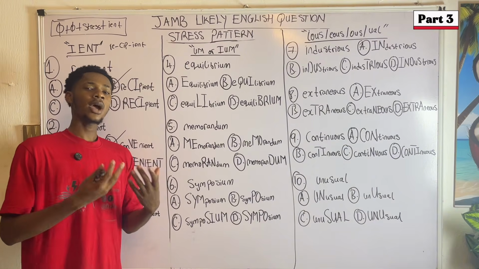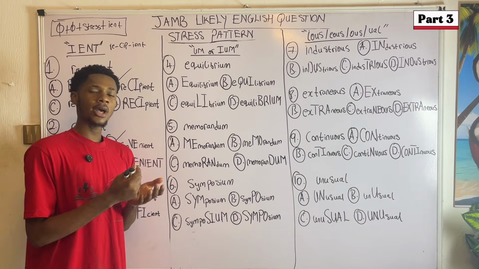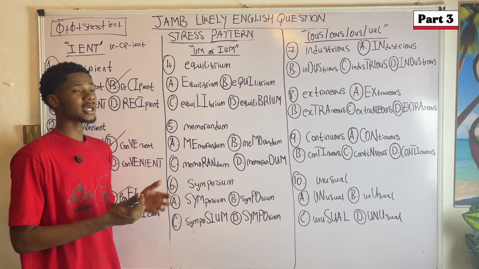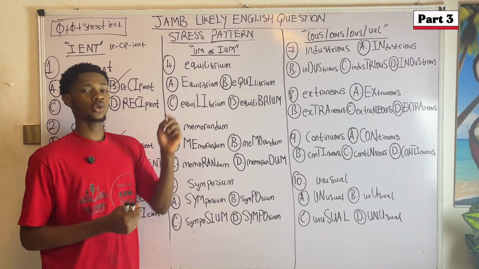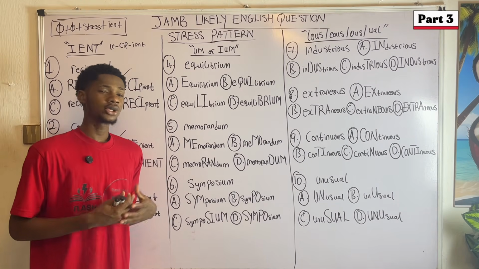Now on the next part of the board, we're having words ending with UM or IUM. Words that end with UM or words that end with IUM. I'm putting them together because they are stressed the same way. Example on the board, we have equilibrium. How do you stress the word equilibrium?